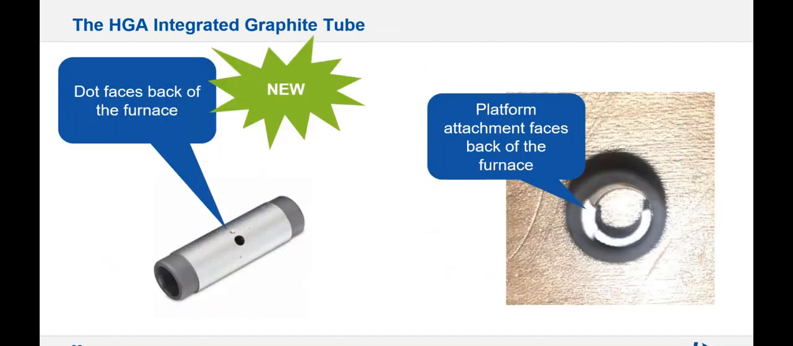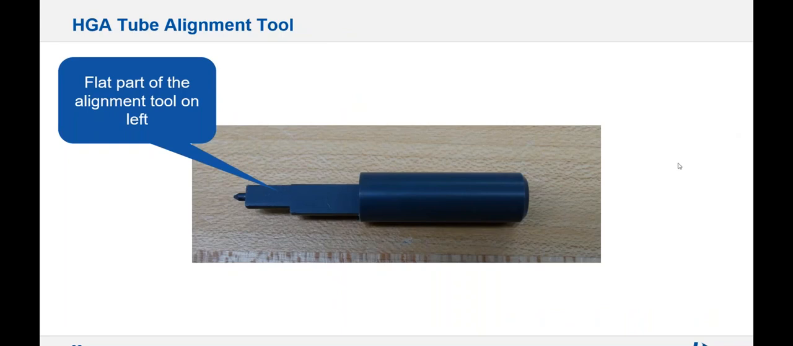Now, something that's new with our graphite tubes, we now have a dot indicating the orientation of the graphite tube. So when you place the tube into the furnace, the dot is always in the back. If you have an older graphite tube that doesn't have the dot, then make sure that the platform attachment faces the back of the furnace. When you do this, the platform will be slightly higher in the back, and that's the orientation that you want. So that's going to apply to all types of tubes.